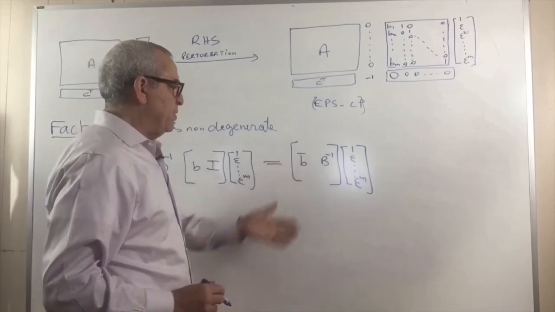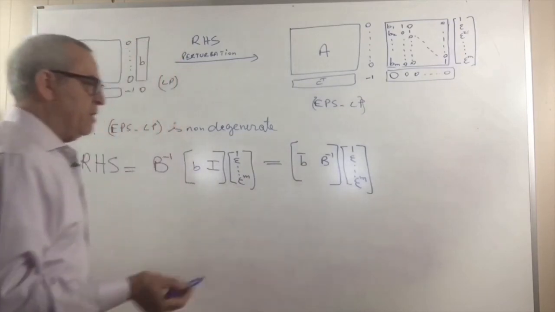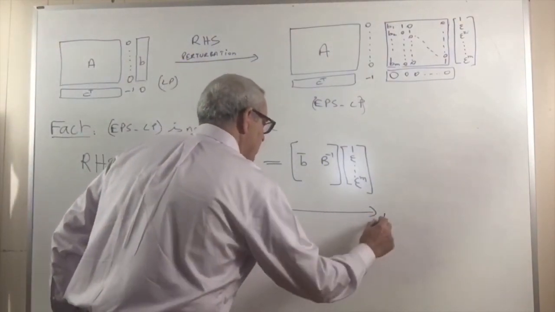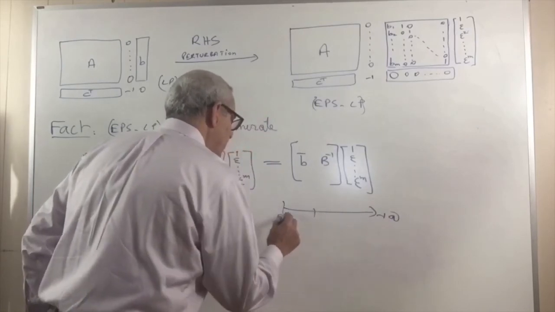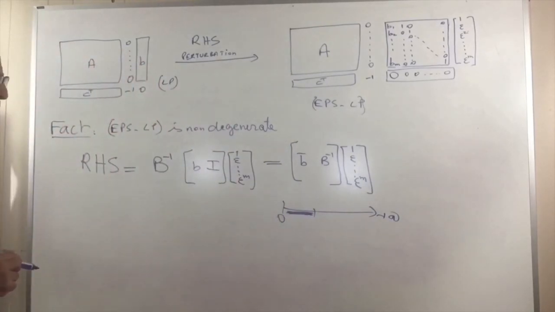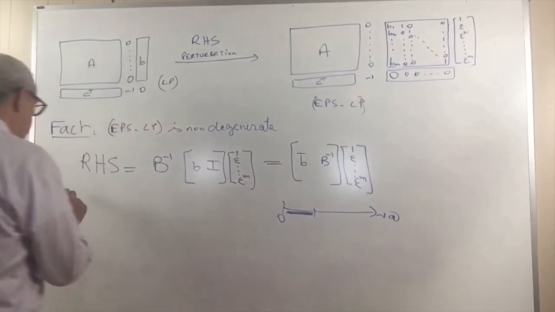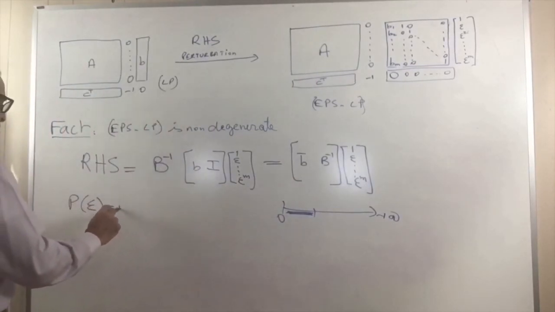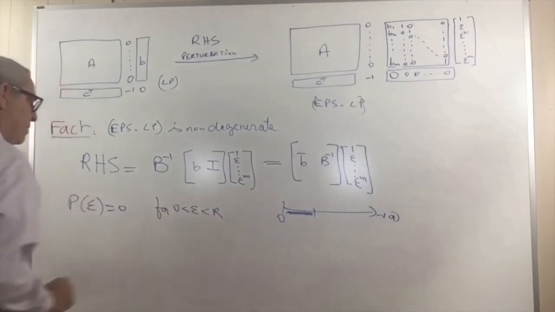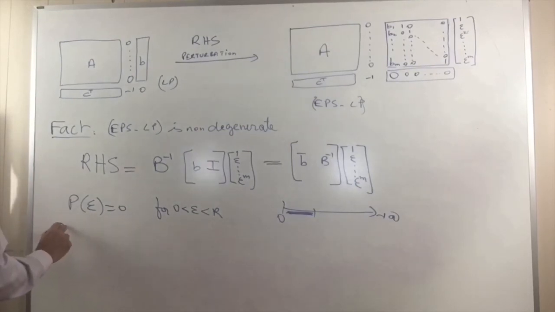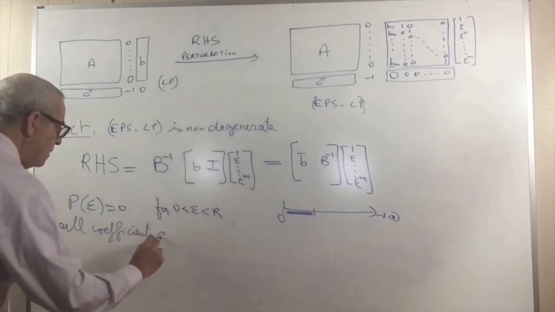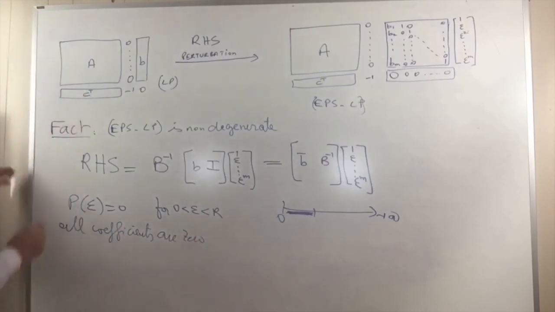How can that polynomial of epsilon be 0? Here's the plus infinity and 0, right? It has to be 0 on a line segment like this. And the only way for that to happen is if the polynomial, remember, polynomial of epsilon equal to 0 for epsilon between r and 0 means that all coefficients are 0. That's very easily proven, this fact.